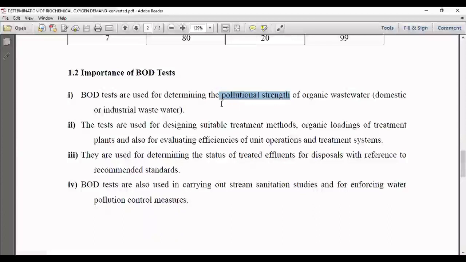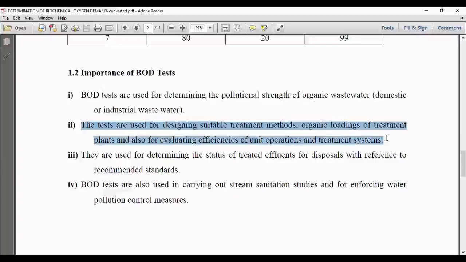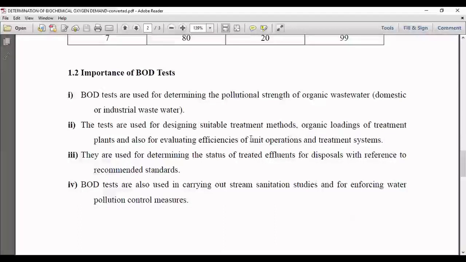very important benefit. Now, the tests are used for designing suitable treatment methods, organic loadings of treatment plants, and also for evaluating efficiencies of unit operations and treatment systems. The value of the BOD that we will be getting is very, very useful, and it is used for designing suitable treatment methods. We are also going to evaluate the organic loadings of the treatment plants, and it will also be helpful for deciding the efficiencies of the unit operations and the treatment system.